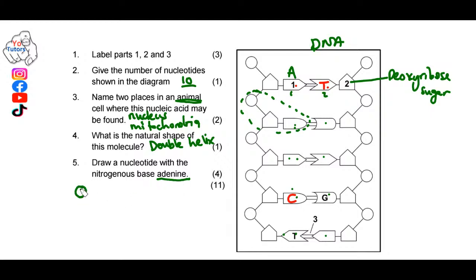Okay, then draw a nucleotide with the nitrogenous base adenine, the specified adenine. So you can now simply draw your sugar there. Then we have adenine there. So that's indicated there with the red. So that's a nucleotide. But remember, you must label the phosphate group, you must also label the sugar, and you must label that that's adenine.